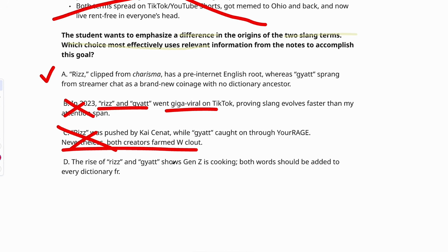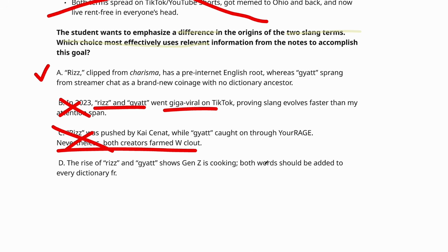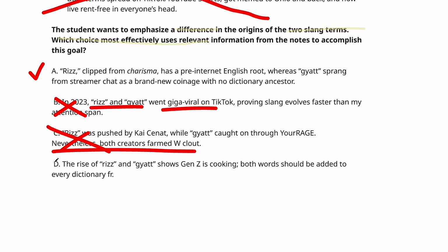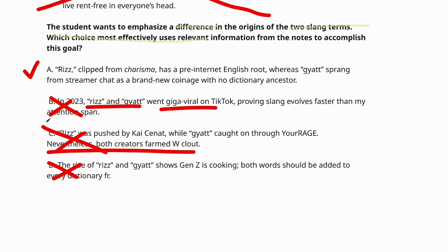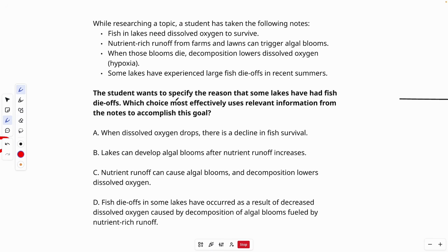The rise of Riz and Gyat show Gen Z is cooking. Both words should be added to every dictionary for real. Again, it's the similarity, not difference, so that's out. A is the correct answer. Try this one for yourself.